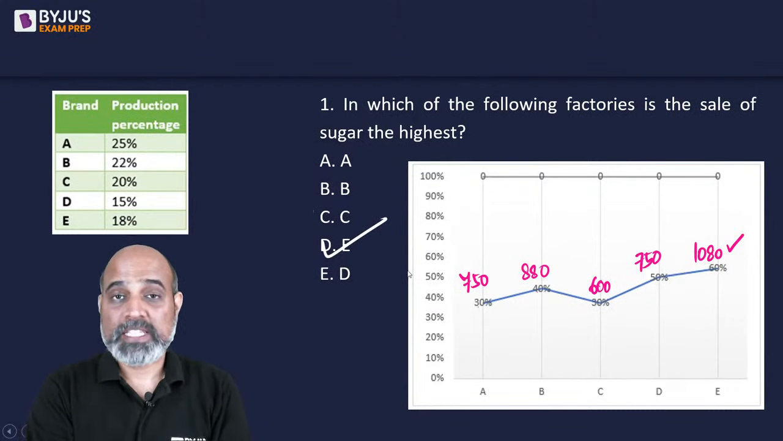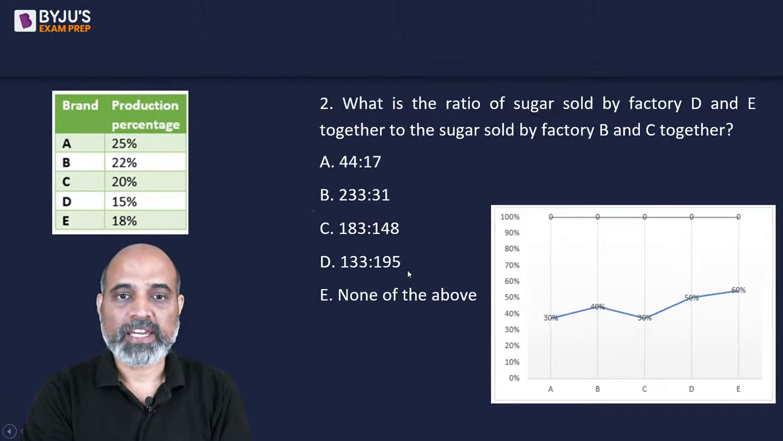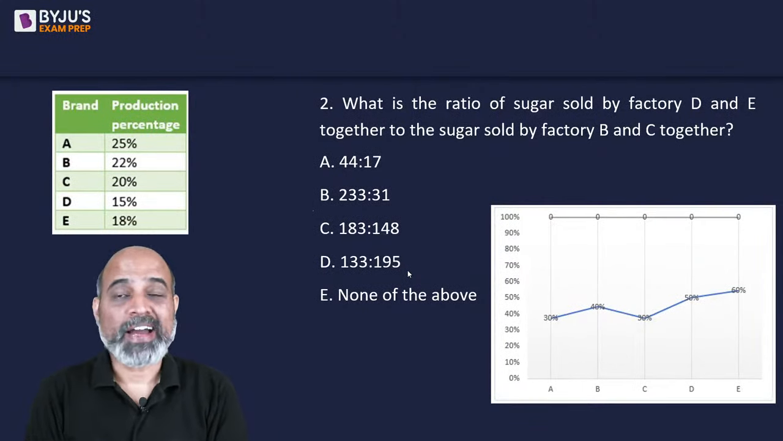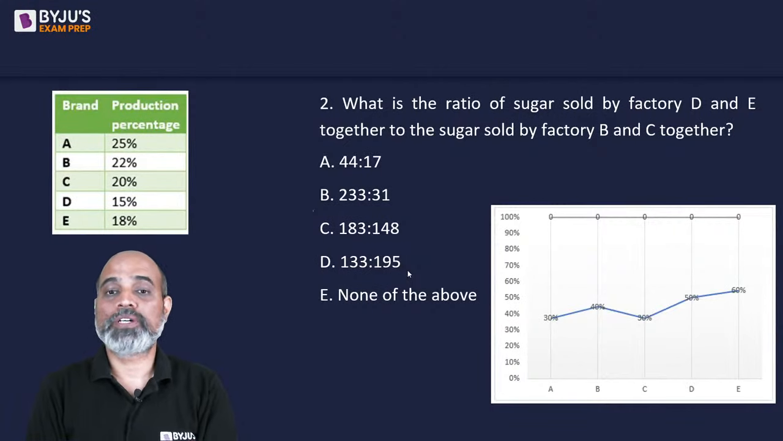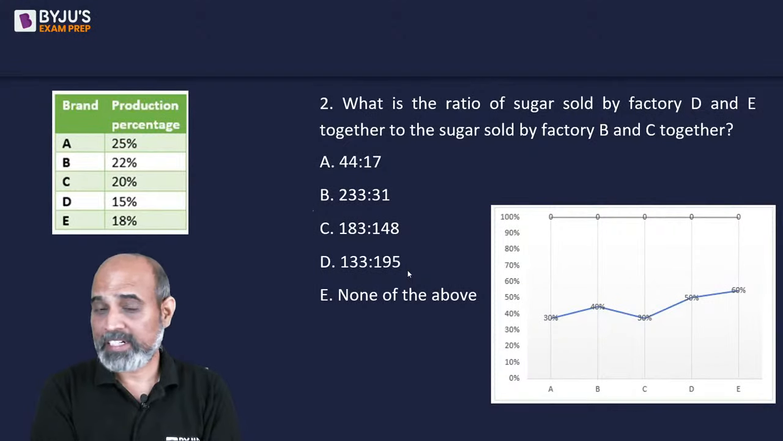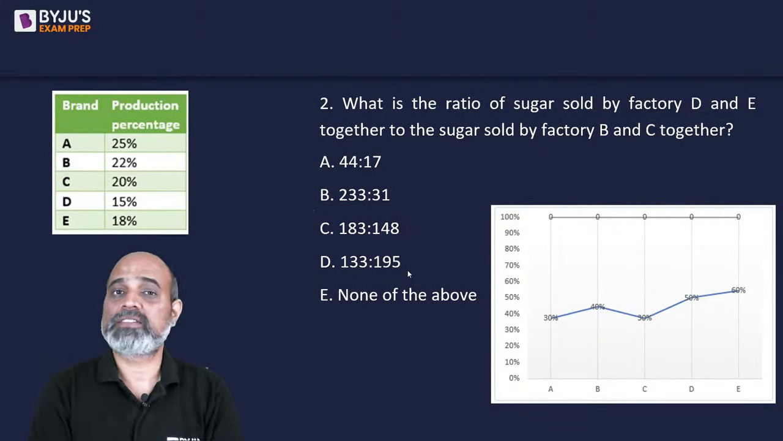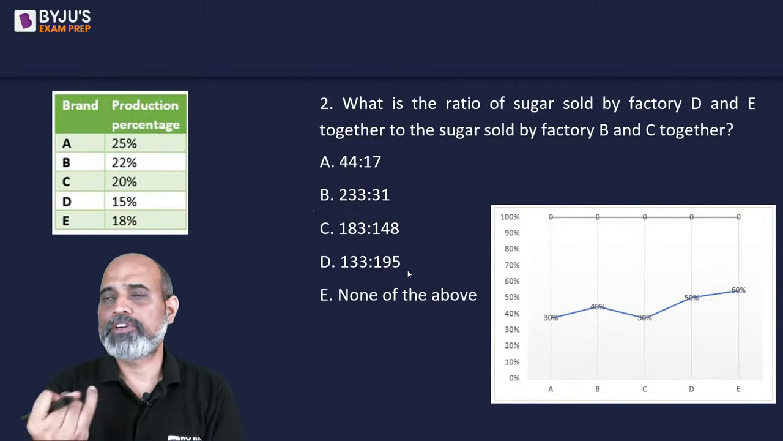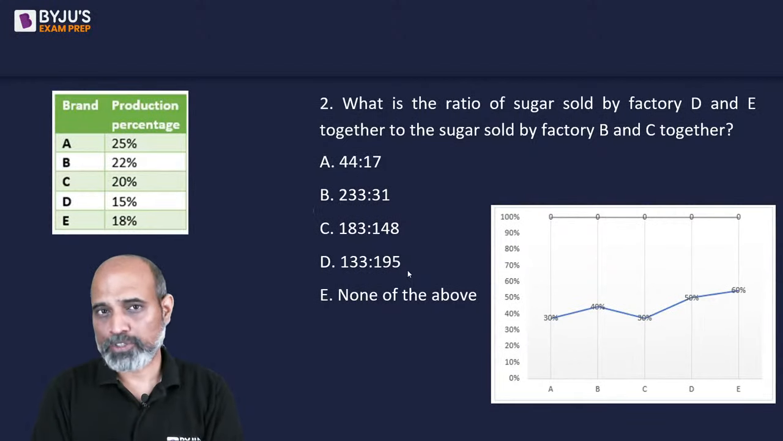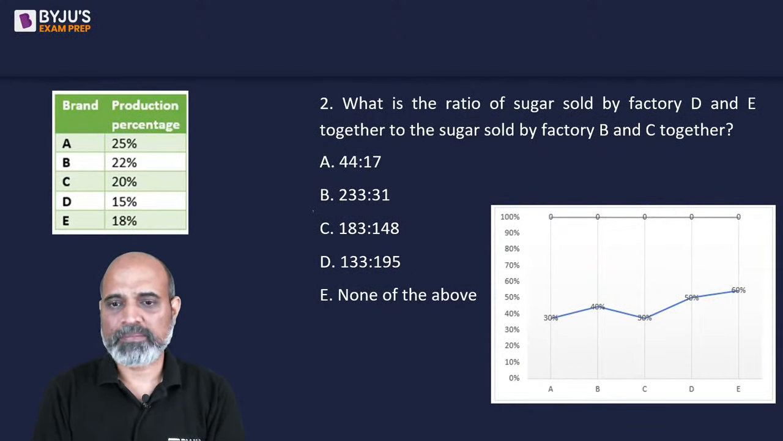Option E, option number is D. Okay, let's look at the next one. What is the ratio of sugar sold by factory D and E together to the sugar sold by factory B and C together? Now, this is the same as the percentage or the comparison ratios. जब भी आपको magnitude calculate नहीं करना है, whenever you have to calculate fraction, percentage, ratios, you don't need the base. So here 5,000 is irrelevant. Let's do the same calculation.